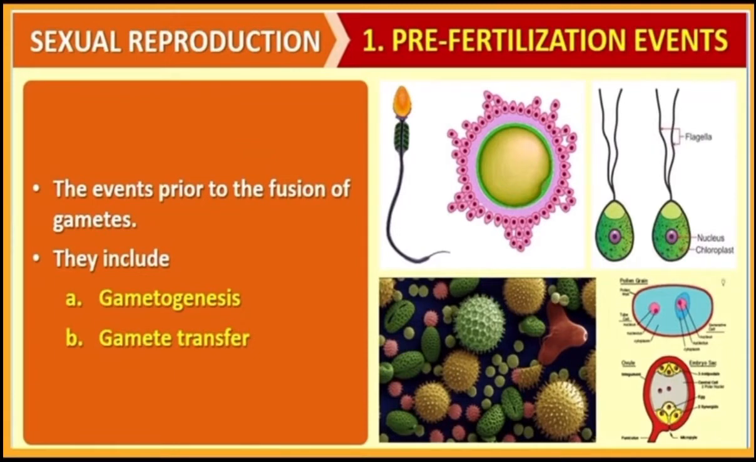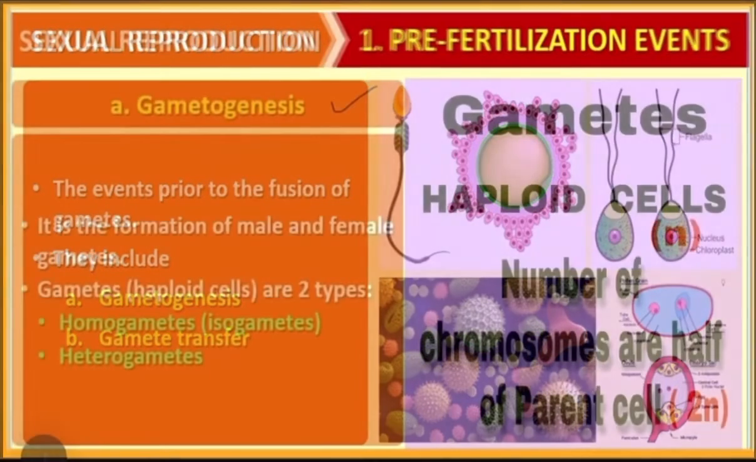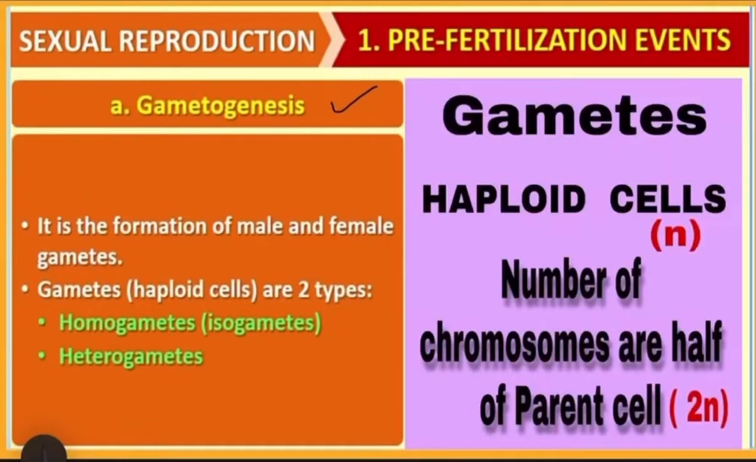Pre-fertilization events, what are they? The events prior to the fusion of gametes. Gametes ke fusion se pehle jitne bhi events hote hain, they come under pre-fertilization events. And they include A. Gametogenesis and B. Gamete transfer. Let us start with gametogenesis.